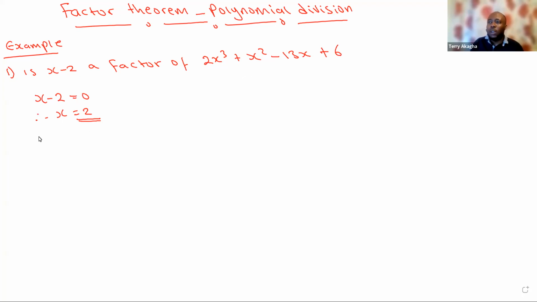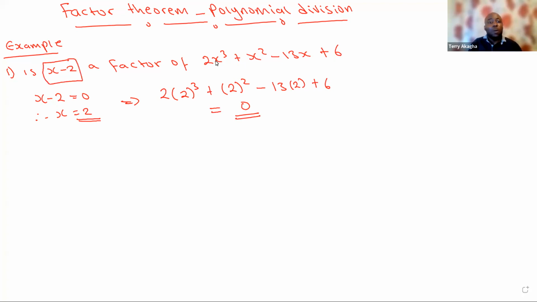So it should be 2 into bracket 2 cubed plus 2 squared minus 13 times 2 plus 6, and this will give you 0. So that means x minus 2 is a factor of this. You can also test this using long division. In the previous video, I talked about long division. If you try the long division, you will see that the remainder will also be 0.